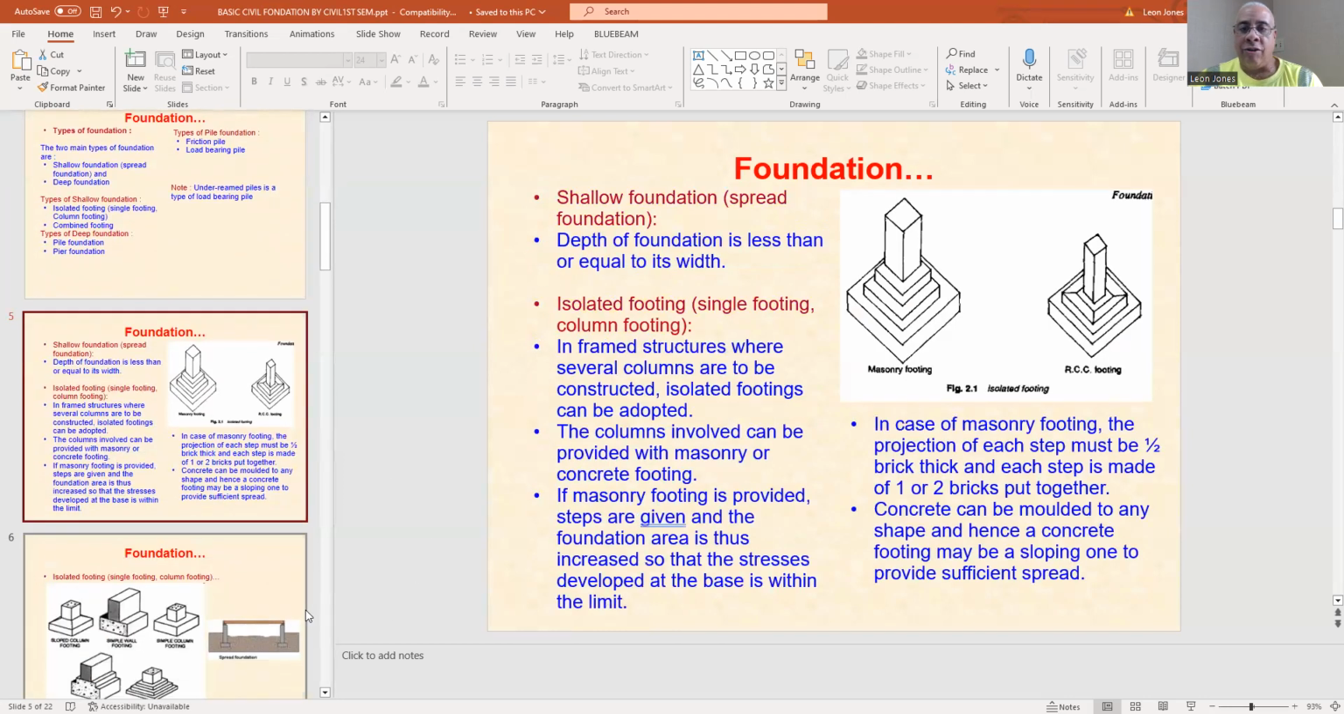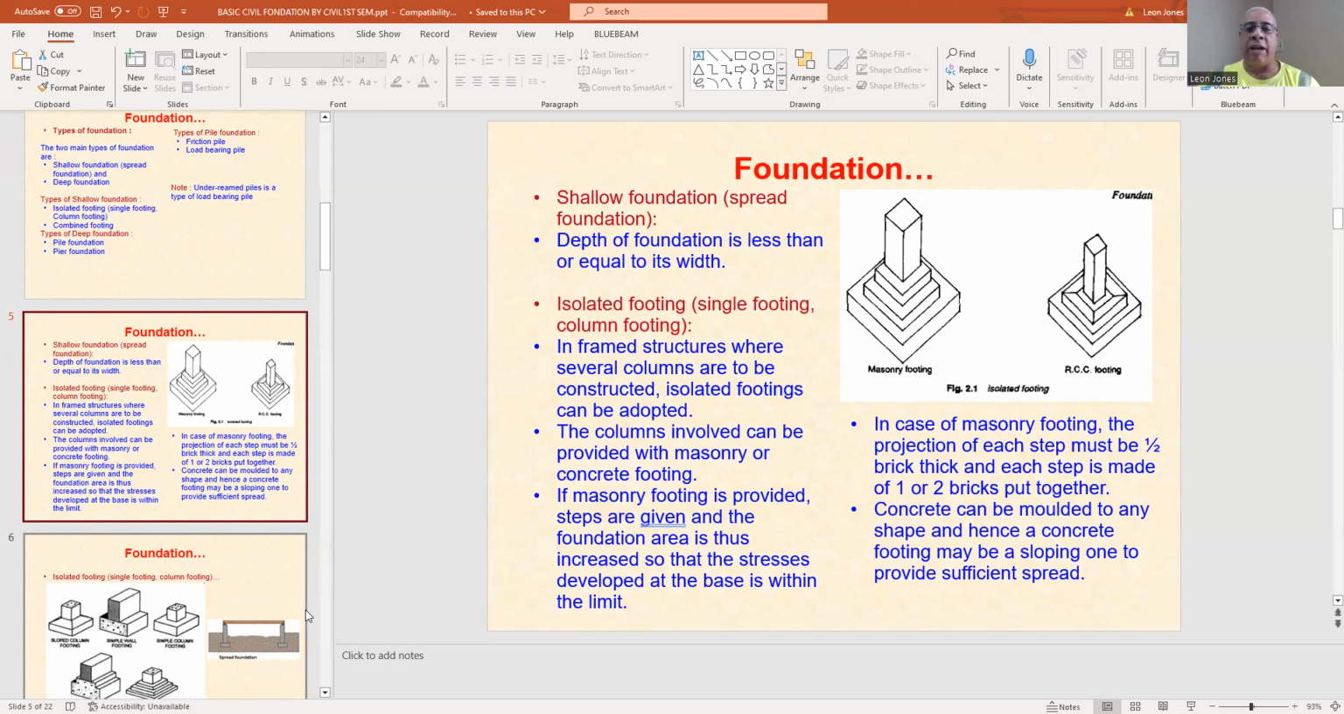As we get into foundations, what you have here, the shallow foundation or spread foundation, is where the depth is less than or equal to its width. Now, the isolated foundation, or single foundation, column footing, is used when you have frame structures where several footings are to be constructed. I'm talking about isolated foundations. Then the columns involved can be provided with any masonry or concrete foundation.